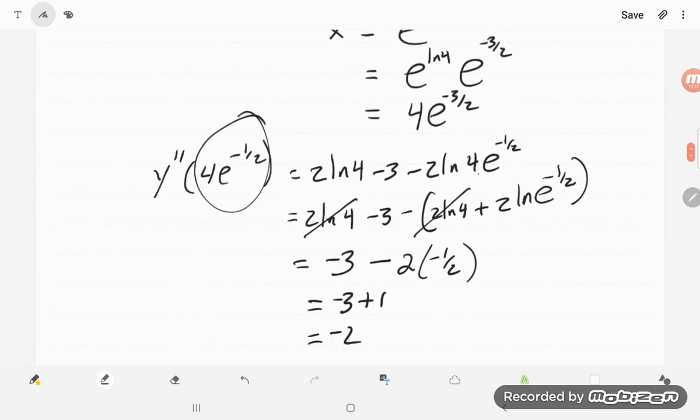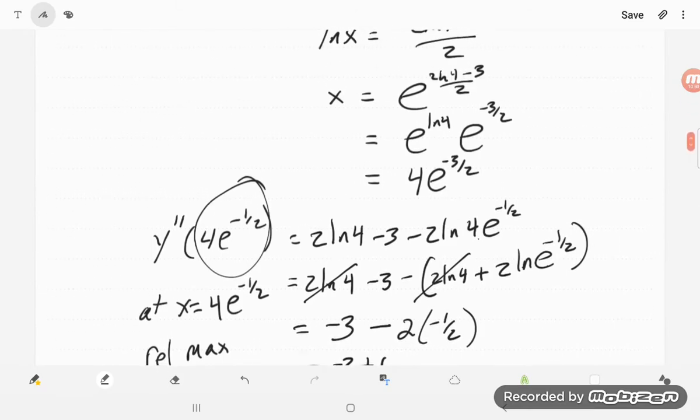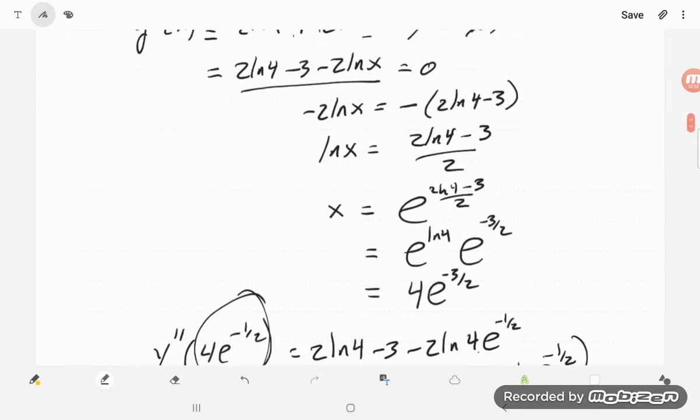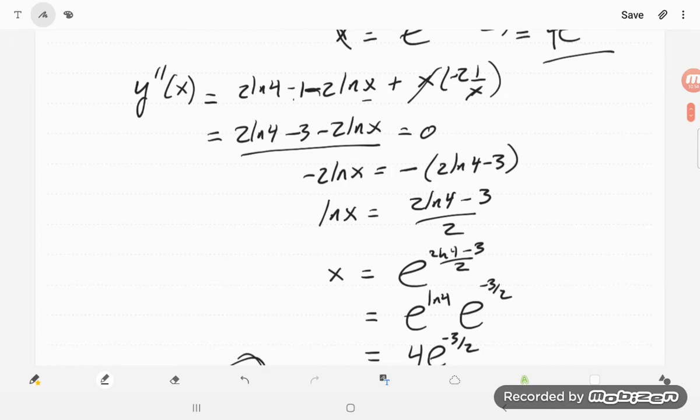We have concave down. And so at x equal 4e to the -1/2, we have a relative maximum. Wow. Who'd have thunk it? And then the question here, now, is this an inflection point?